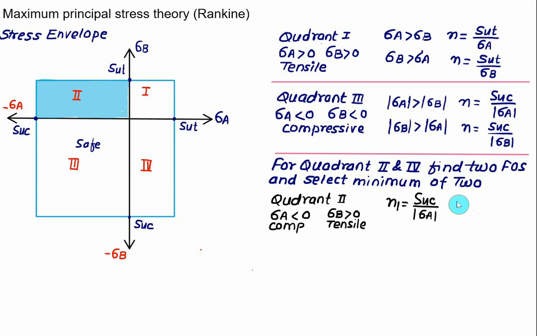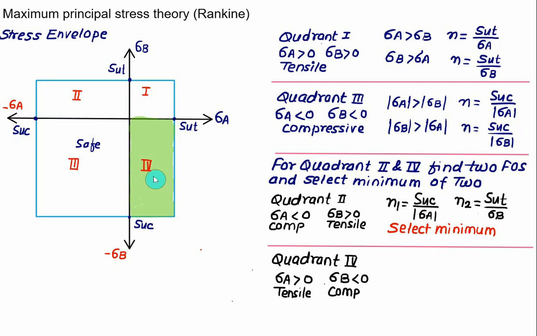And then you have to calculate the second factor of safety N2, which is based on the tensile stress sigma B. So this time the strength is taken as SUT divided by sigma B, since this value is already positive. Now once you find out the values of N1 and N2, then you have to select the minimum value. So you have to select here the minimum of N1 and N2.